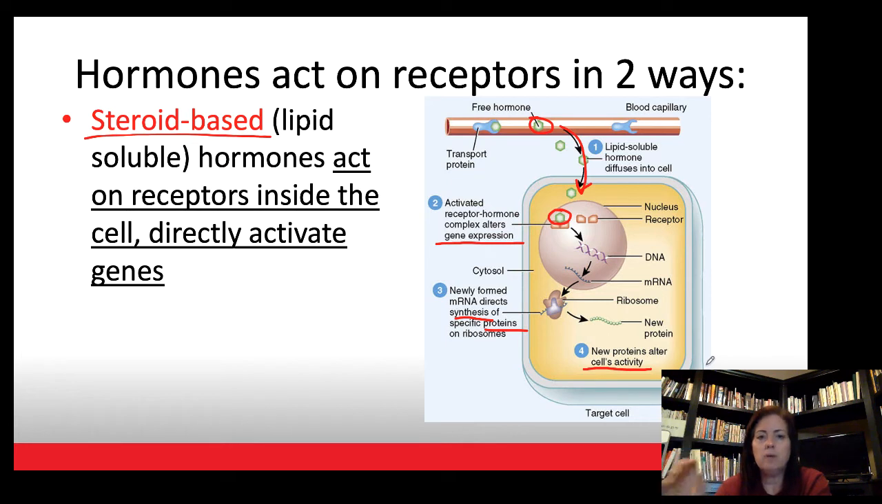The main point here is that if it is a lipid-soluble hormone, it is able to come right on into that target cell. It enters that cell's nucleus, and it alters the DNA of that cell to drive protein synthesis.